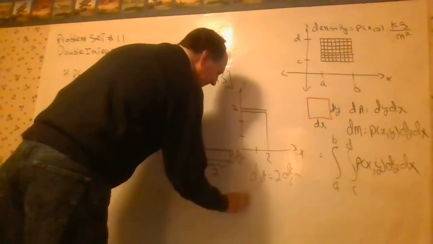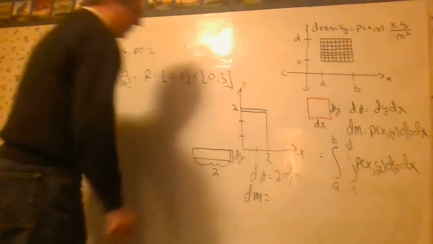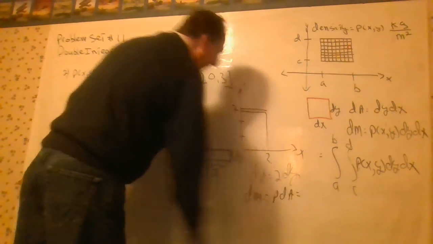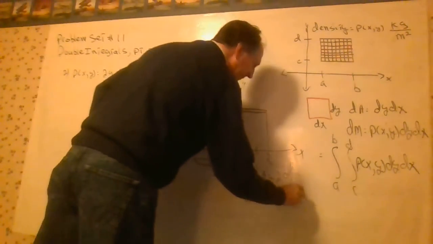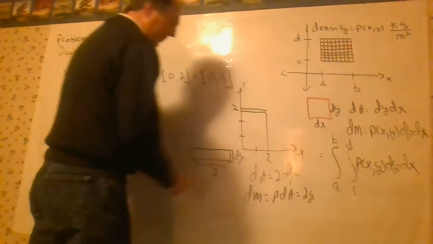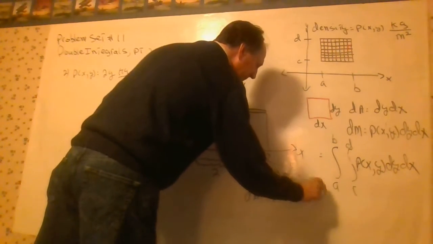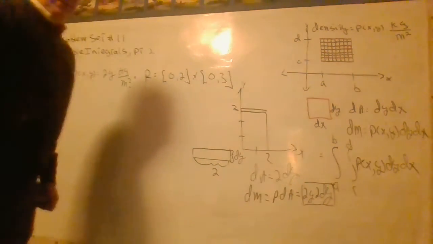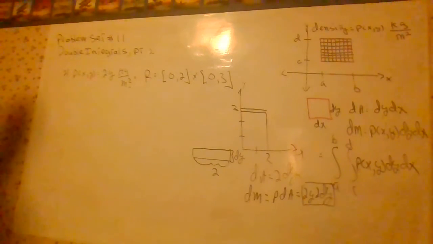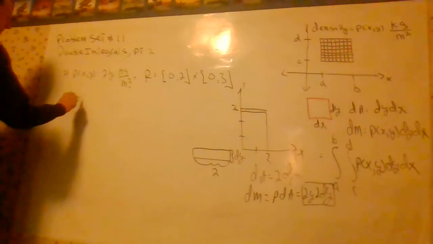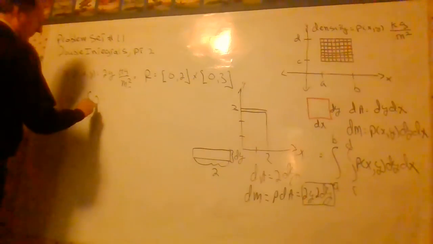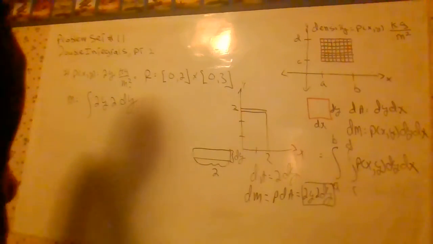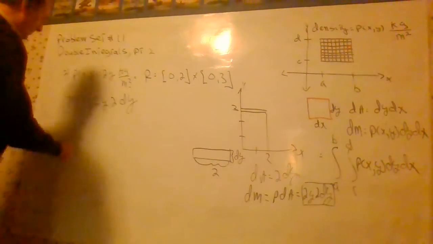And the mass is just simply density times area. As you can say, it is rho dA. And in this case, rho is equal to 2y. And that's times 2 dy. That is what we are going to integrate. And so the mass is a single integral 2y times 2 dy, and y has to go from 0 up to 3.